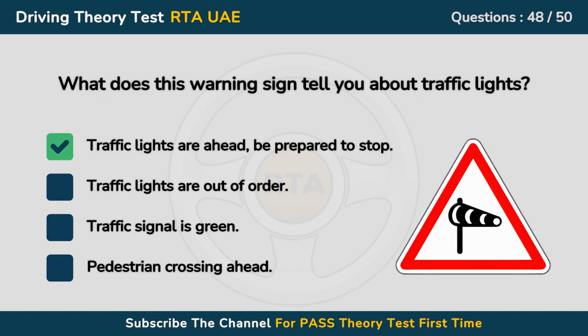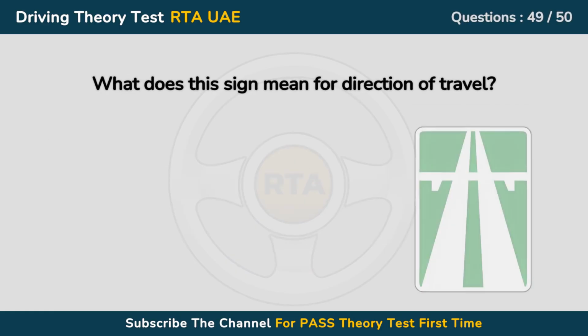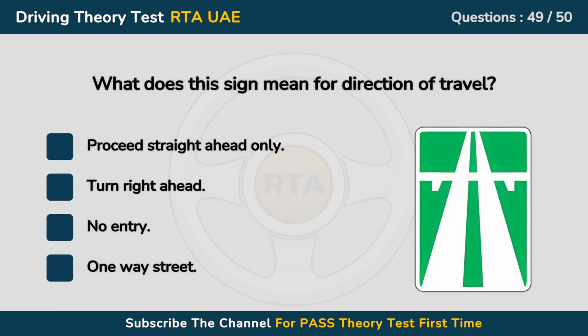Answer is A. Traffic lights are ahead, be prepared to stop. This sign warns drivers that there is a traffic light signal ahead. Drivers should prepare to slow down and stop if necessary, depending on the signal's indication, ensuring safe approach and stopping distance. Question 49. What does this sign mean for direction of travel?